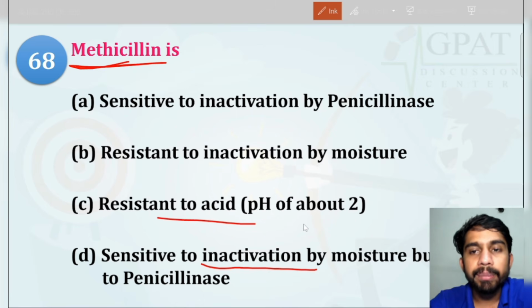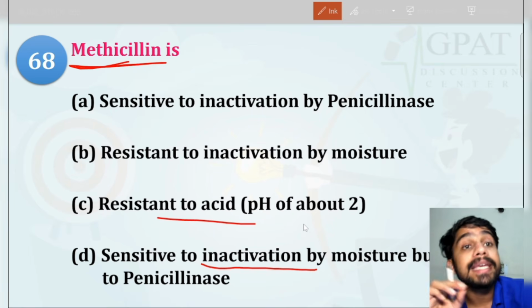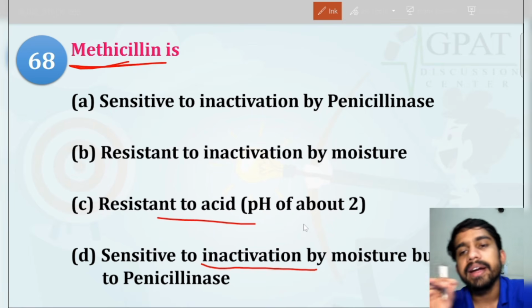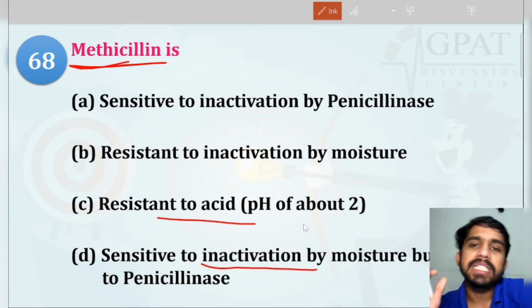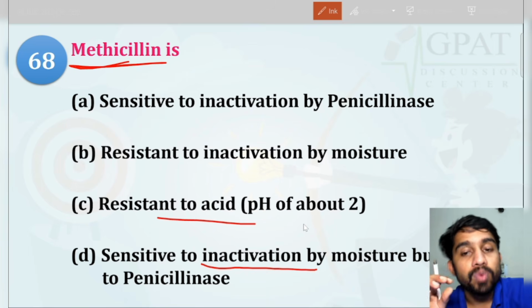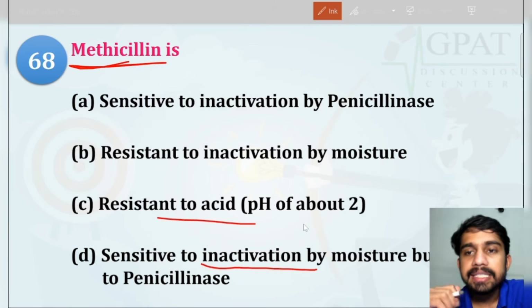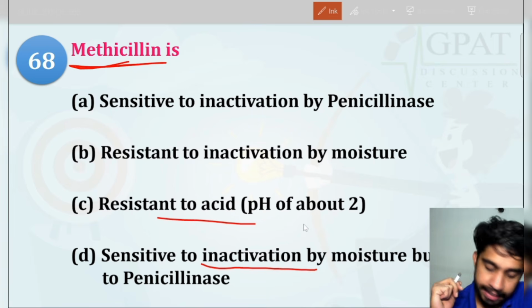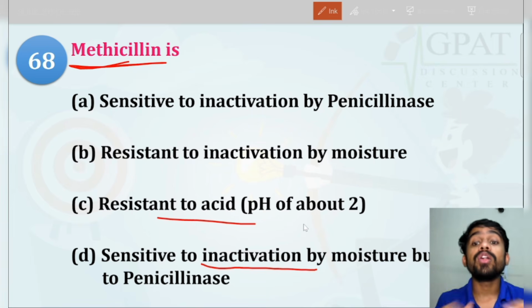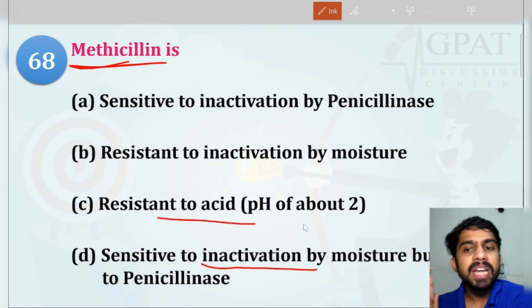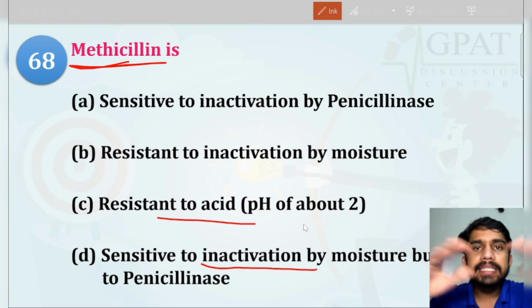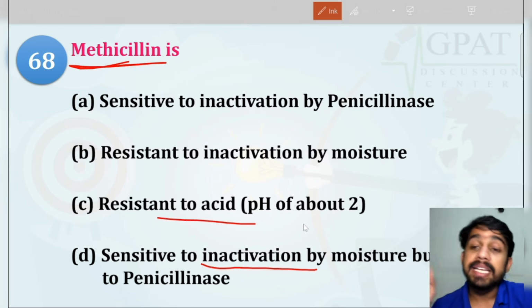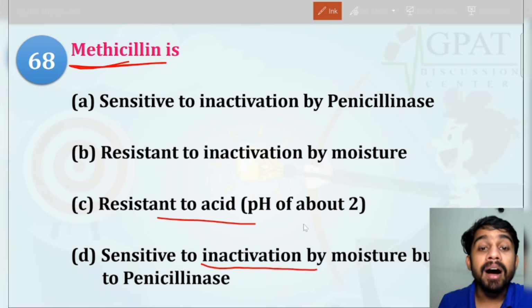If we talk about methicillin, it is designed with a bulky group, that is the 2,6-dimethoxyphenyl group, and that creates a steric hindrance. That's why the penicillinase, that is your beta lactamase, cannot access the beta lactam ring. That makes it resistant to penicillinase.